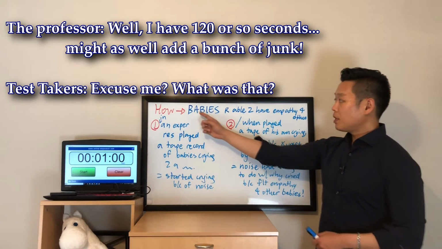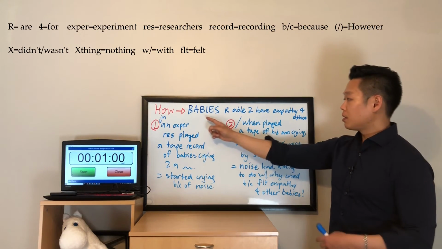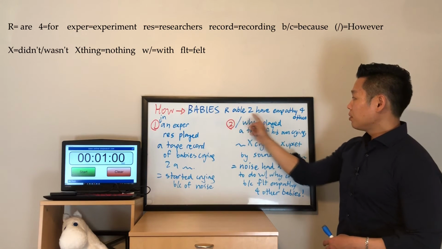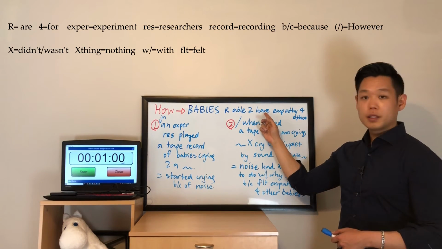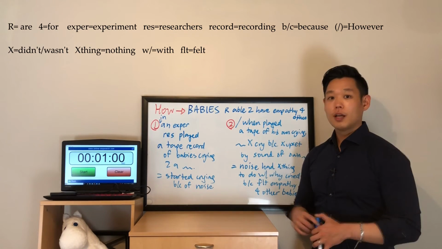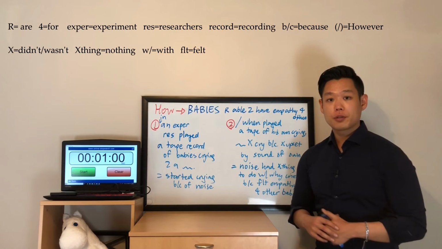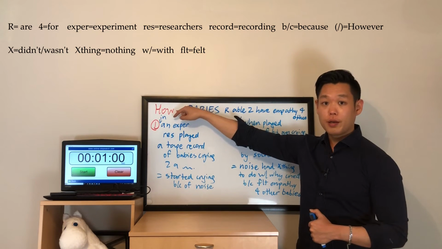Now, in the beginning sentence and the ending statement, I'm gonna say how babies are able to have empathy for others. You could have chosen to say feel instead of have, they're both fine. Now, I'm gonna start summarizing the lecture's information from this detail right here.